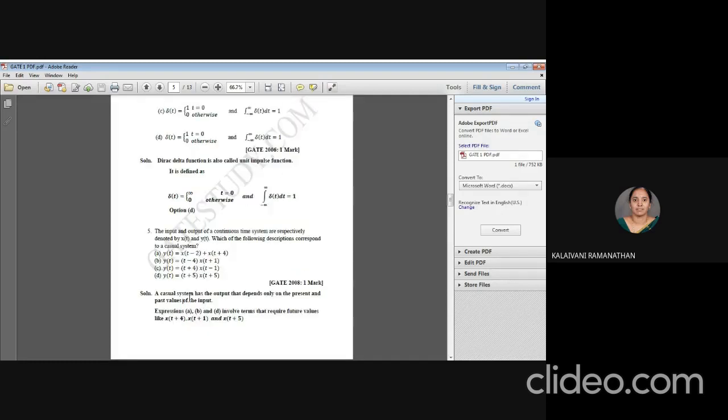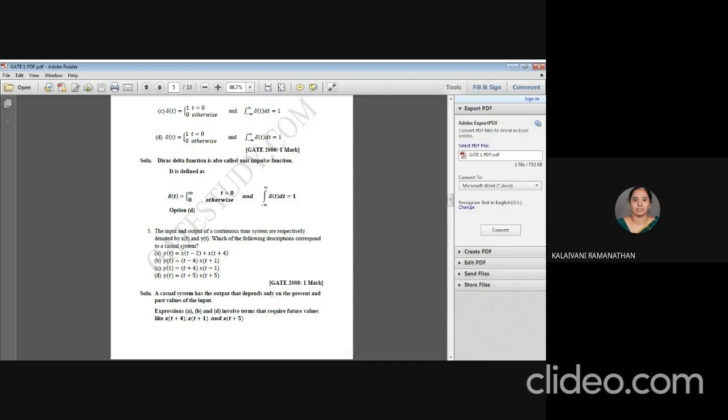And then the next problem is: the input and output of a continuous time system are respectively denoted by x of t and y of t. Which of the following descriptions corresponds to a causal system? So you are given 4 options. First you have to remember what you mean by a causal system. A causal system means the output will be dependent upon the present and the past inputs. So you have to check those cases. If the output is dependent upon the future input, then it will be a non-causal system.